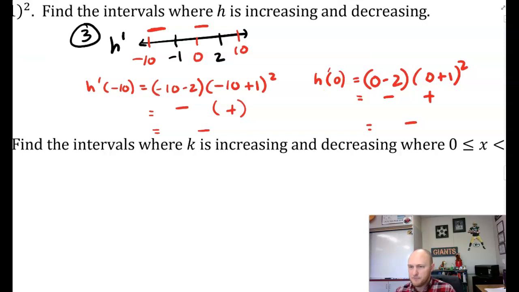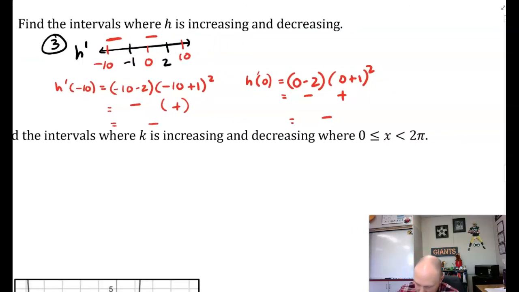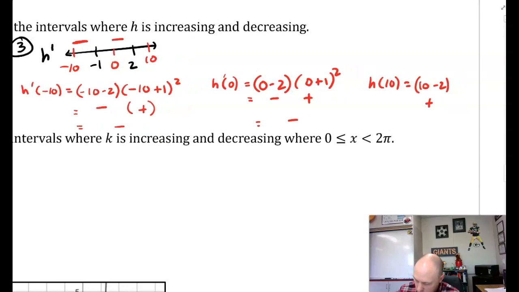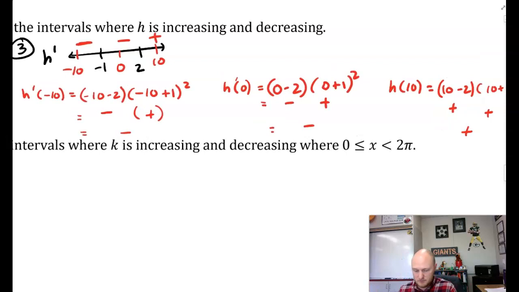Okay. And then lastly, I'll test h prime of 10. Let's see if we get a positive one here. So 10 minus 2, okay, that's positive. And then we have 10 plus 1 squared, that's positive, so this is positive. Positive. Okay.